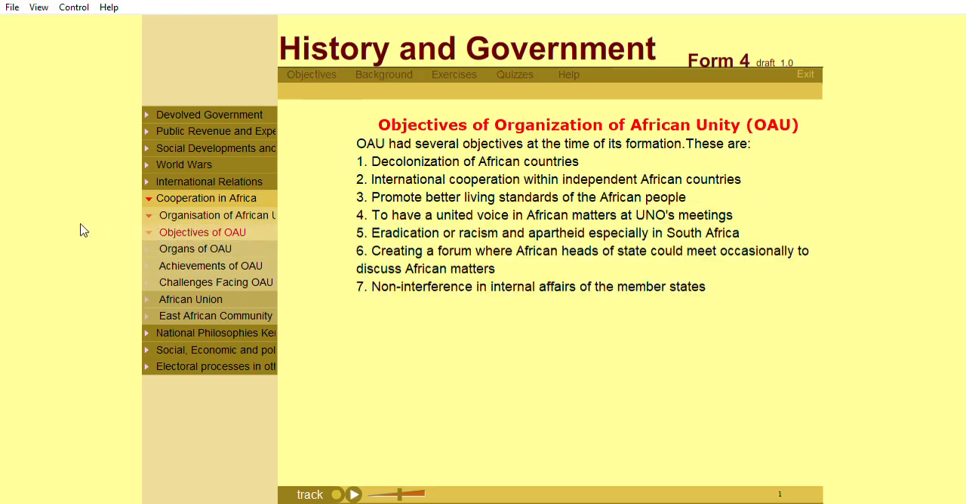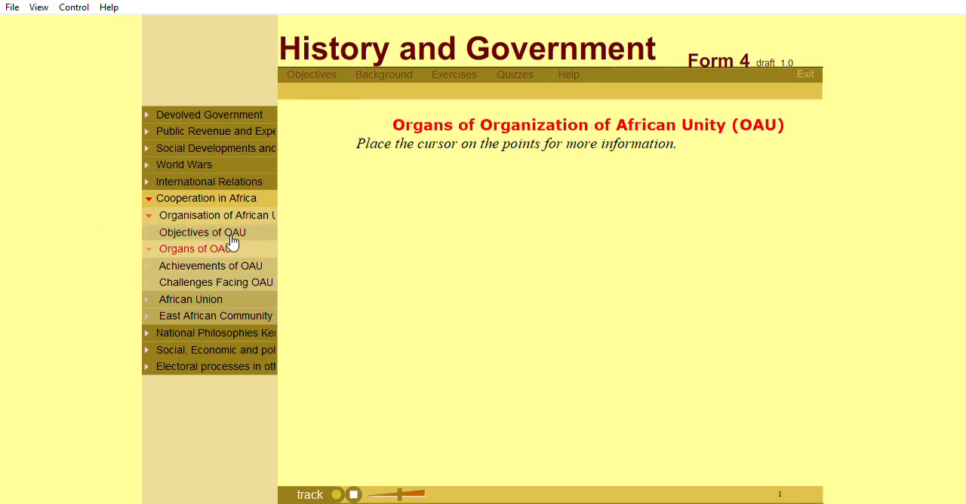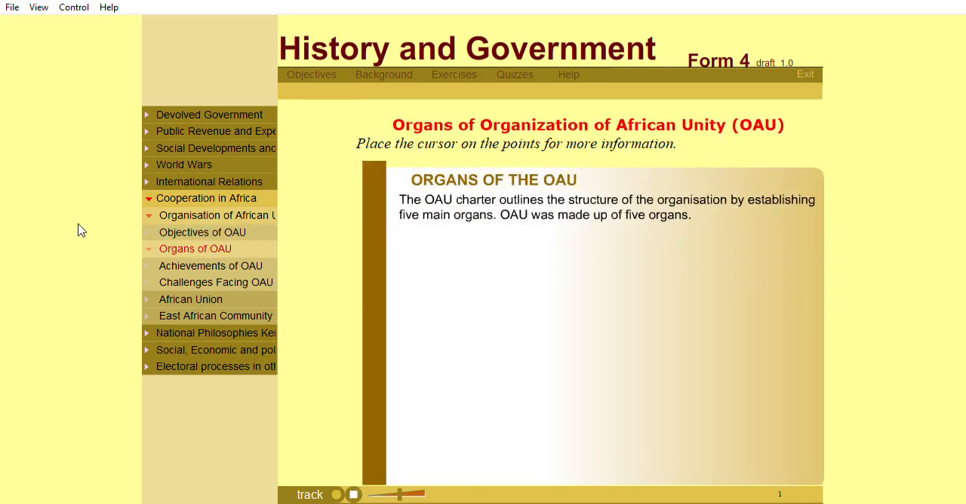OAU had several objectives at the time of its formation. These were decolonization of African countries, international cooperation within independent African countries, promote better living standards of the African people, to have a united voice in African matters at UNO's meetings, eradication of racism and apartheid, especially in South Africa, creating a forum where African heads of state could meet occasionally to discuss African matters, and non-interference in internal affairs of the member states. The OAU Charter outlines the structure of the organization by establishing 5 main organs.